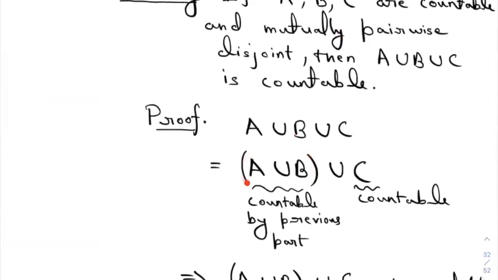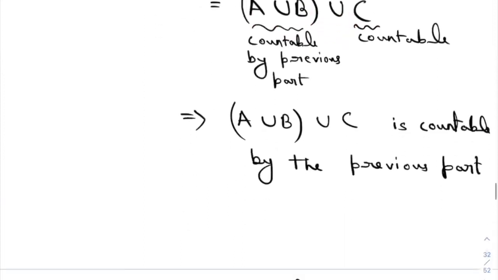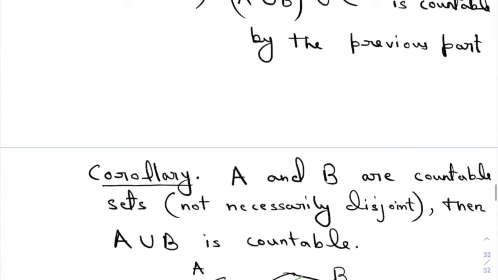I'm going to pair up A and B together. And by whatever we have proved just now, A union B is countable. Once again, it basically boils down to the union of two countable sets. And therefore, applying the previous result, this union is countable. So it extends to n number of things.